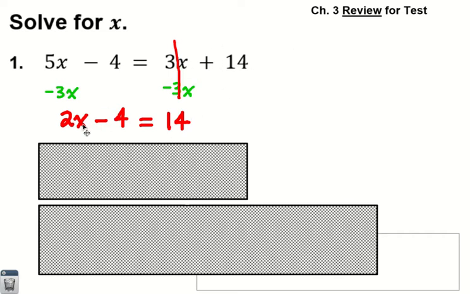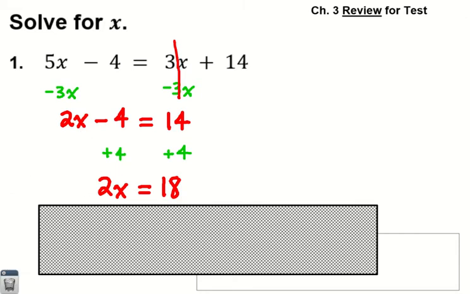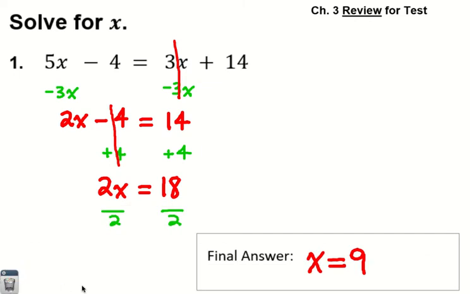And now we can get this x all by itself, starting by adding 4 to both sides to get the 2x alone on the left. The right side becomes 18. And then the final step to get x all alone is divide both sides by 2. And so the final answer would be x equals 9.